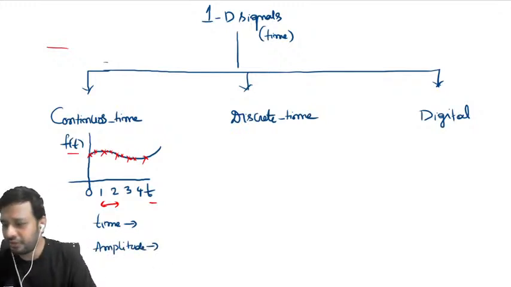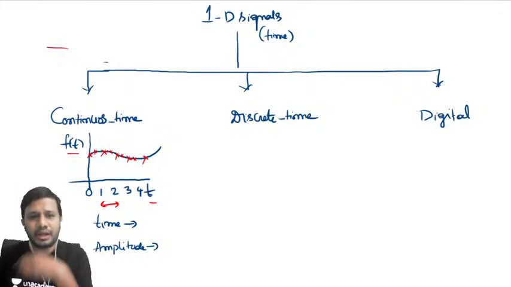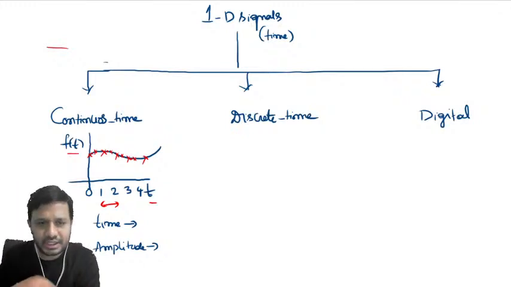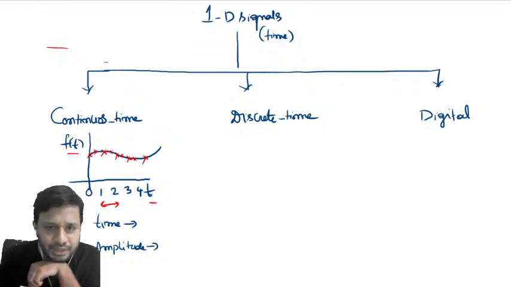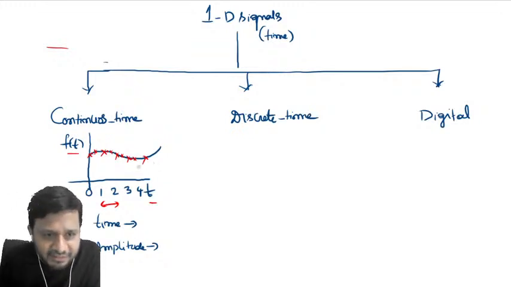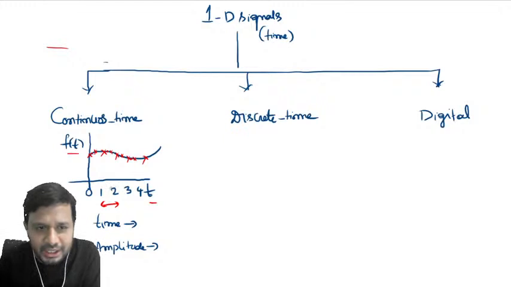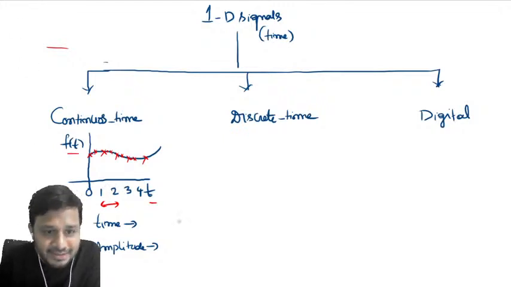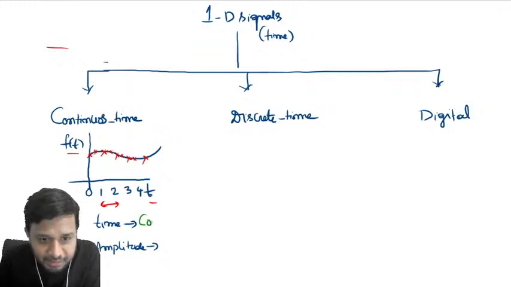Again, what is the definition of a continuous time signal? Continuous time signals are those signals which are present throughout the continuous time period. It means the signal is defined at every instant of time on the horizontal axis, the time axis. Or in short, I can say that the independent variable is continuous.